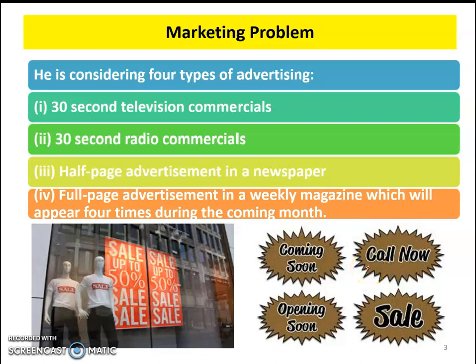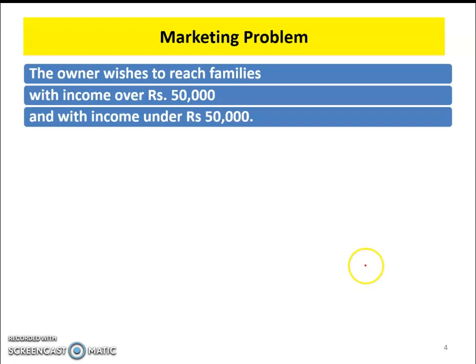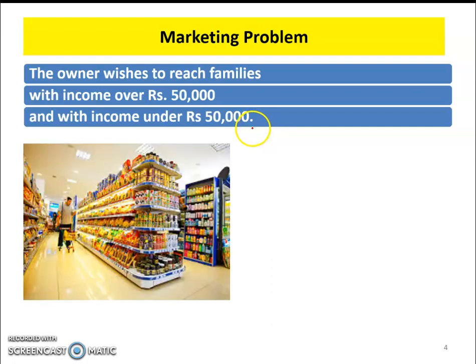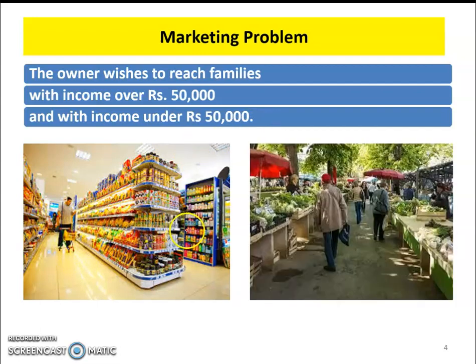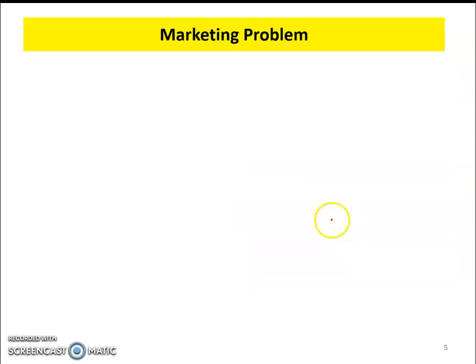So the owner wishes to reach families with income over rupees 50,000 and with income under rupees 50,000. So there are two categories of the target audience. You must have seen one person buying things in the supermarket and the other person buying things in the local market. So you have two categories of customers and we have to reach both the categories.